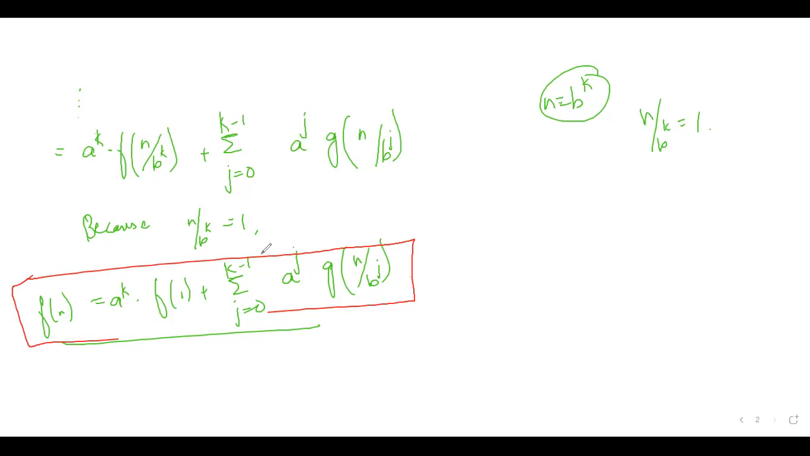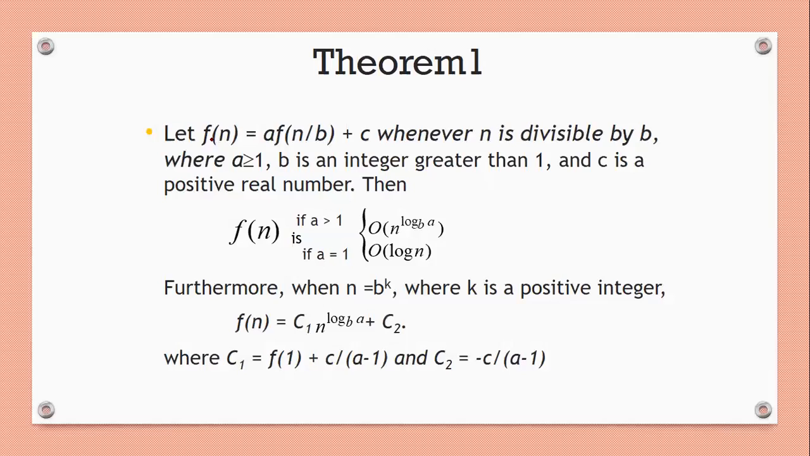Now by using this, we will see our theorem 1. So for theorem 1, let f of n is equal to a into f of n by b plus c, and this is an increasing function. So the value will always keep on increasing whenever we are increasing the value of n, and this is a recurrence relation also, as we have already seen. And whenever n is divisible by b, then a is always greater than or equal to 1 and b is an integer greater than 1.